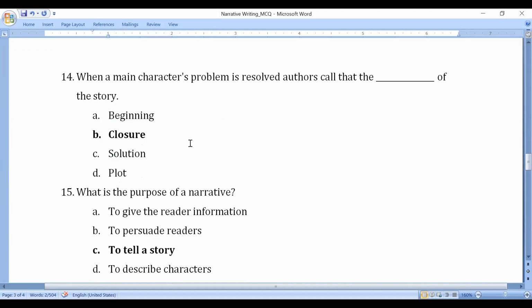14th question. When a main character's problem is resolved, authors call that the death of the story. It is the closure of the story. When the problem is solved, the story ends. So it is known as the closure of the story.